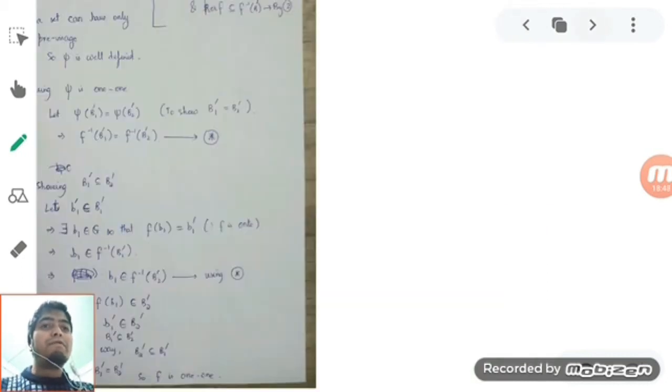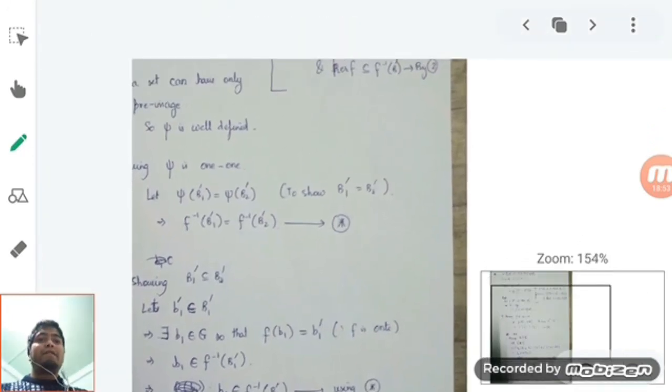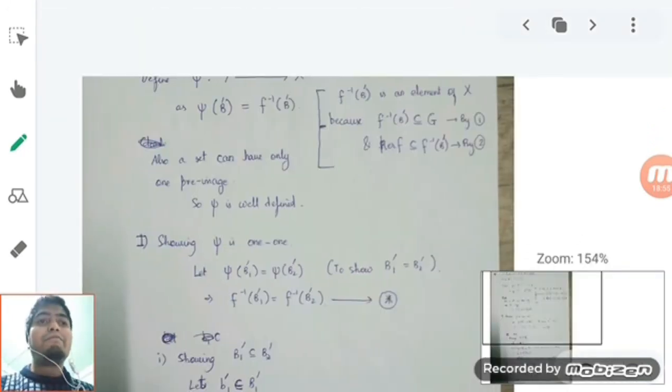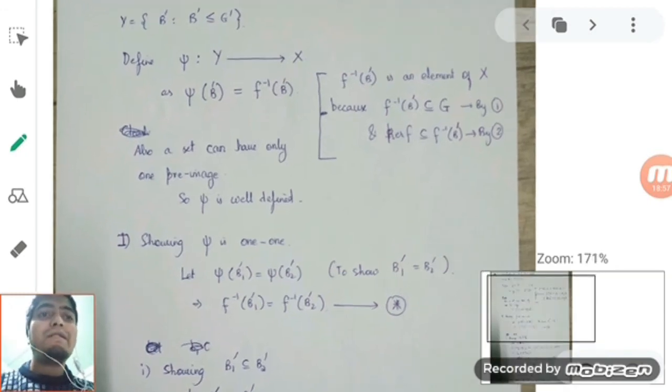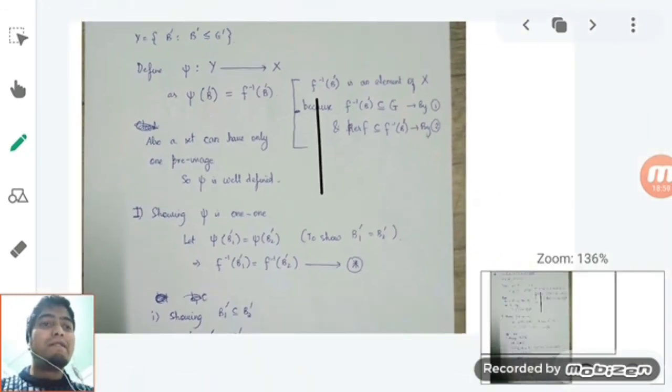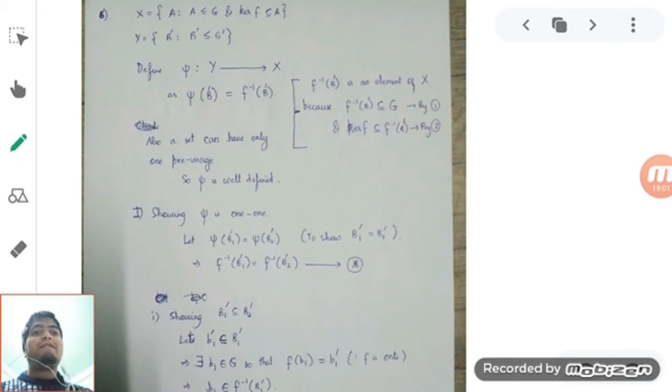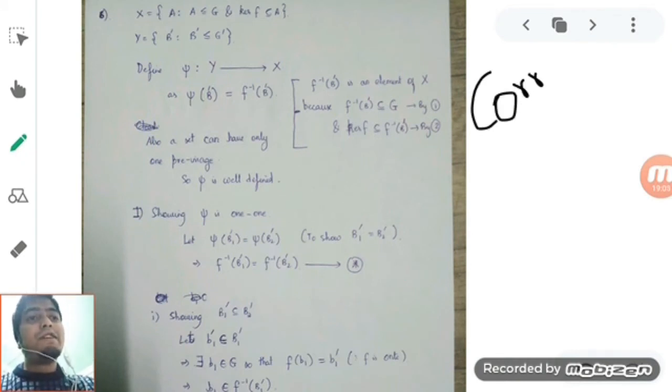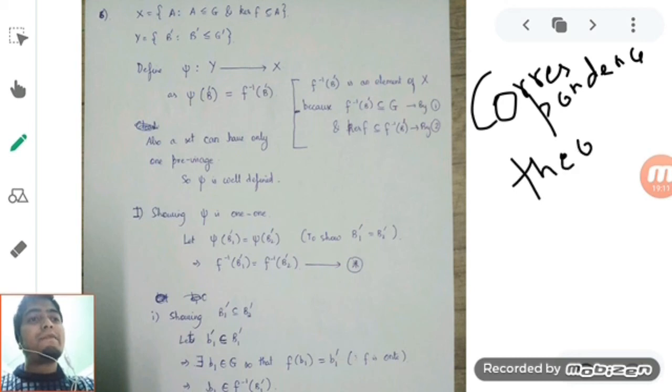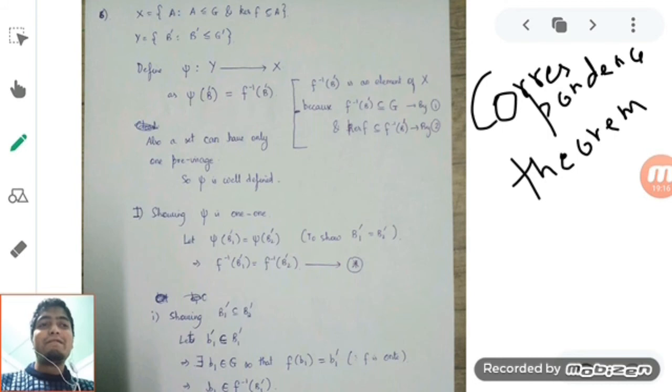The next one, what we will do is theorem number 6. Theorem number 6 is actually the most important theorem of this day. Theorem number 6 is also called the correspondence theorem. So if you have to prove the correspondence theorem, you will have to prove this.